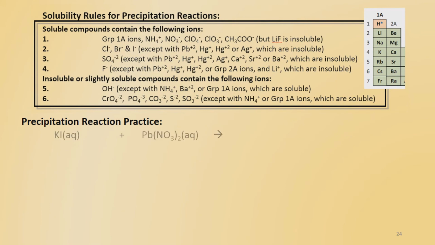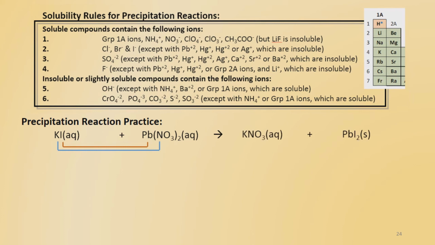A little more practice. Potassium iodide plus lead 2 nitrate. Let's interchange ions. The outer blue line shows the association of potassium and nitrate ions, and we know that the group 1A ion potassium and nitrate ions are all soluble, so potassium nitrate will be soluble. But what about lead 2 ion and iodide? Well, rule number 2 tells us that all iodides are soluble unless iodide is combined with, well, there it is, lead 2. So lead 2 iodide is insoluble.